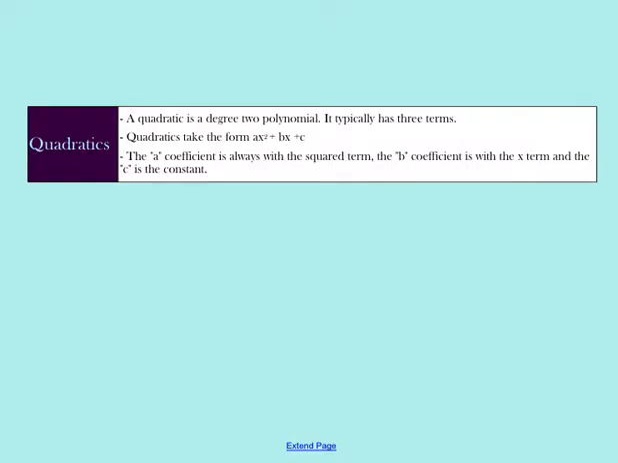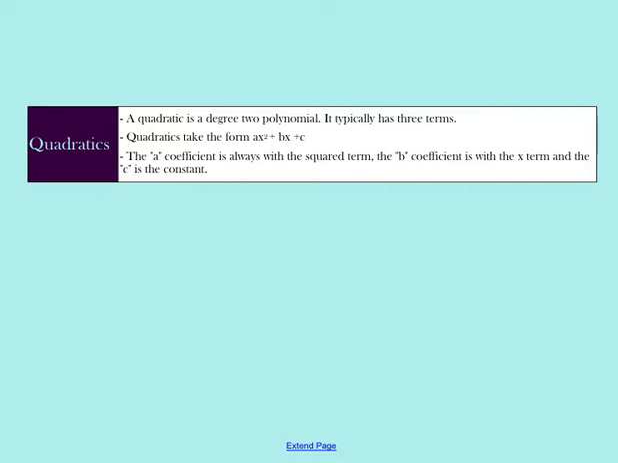So first and foremost, I do want you to make sure you have this written down in the box, okay? I'm not going to give you credit for doing this unless you write this stuff down. You don't have to write it down word for word, but you do need to have at least the general idea down. So a quadratic is a degree 2 polynomial.